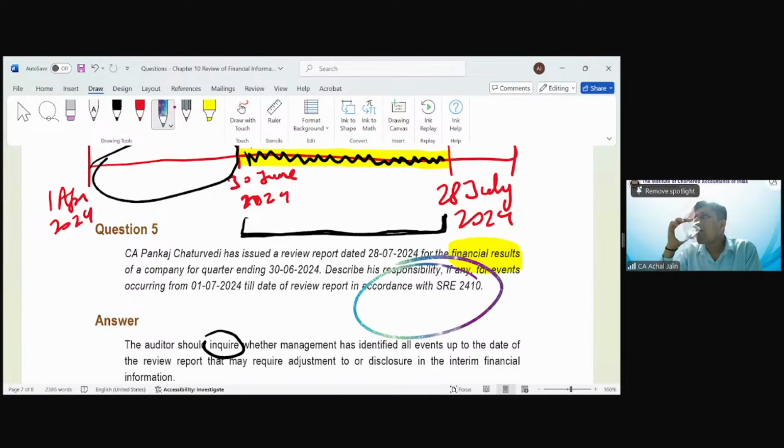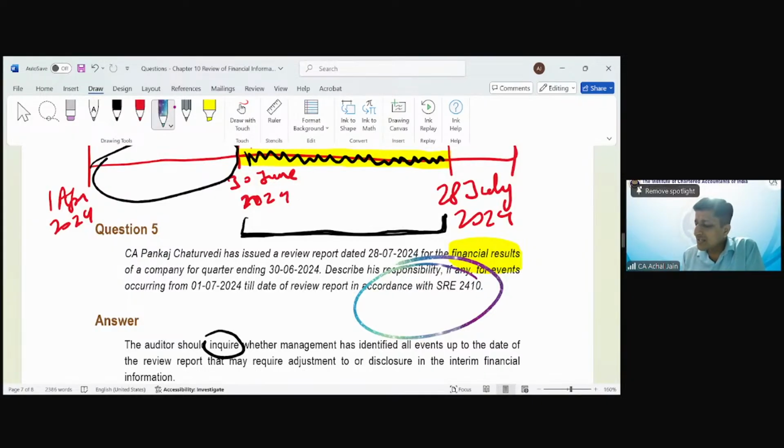Sir, in this case, even if the auditor review report is issued and the report is not published to the intended user, in between, if there is any subsequent event, the auditor needs to review whether the management has properly incorporated it in the financial statement and disclosed it appropriately. That aspect also he should check.